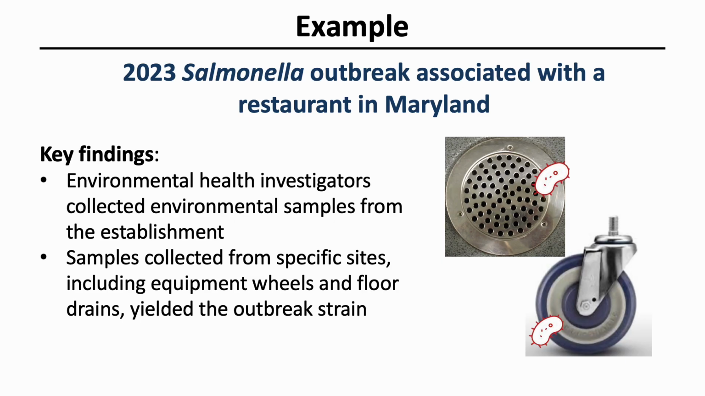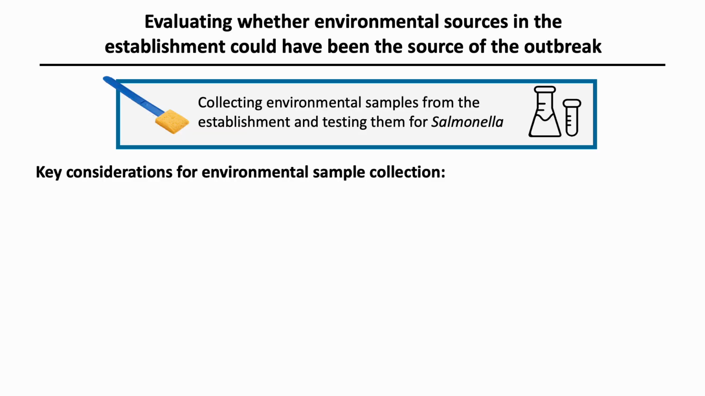For example, in a 2023 Salmonella outbreak associated with a restaurant in Maryland, environmental health investigators collected several environmental samples from the establishment during the outbreak investigation. A handful of the samples collected from specific sites, including equipment wheels and floor drains, yielded the outbreak strain. To evaluate whether environmental sources in an establishment could have been the source of the outbreak, environmental health investigators may want to select environmental samples from the establishment and test them for the presence of Salmonella.